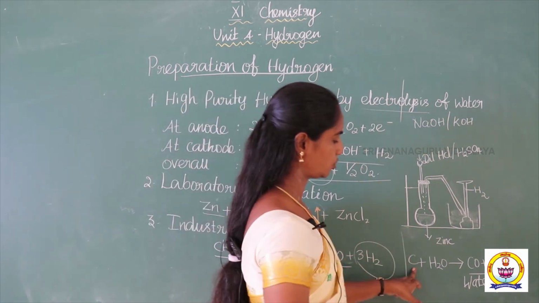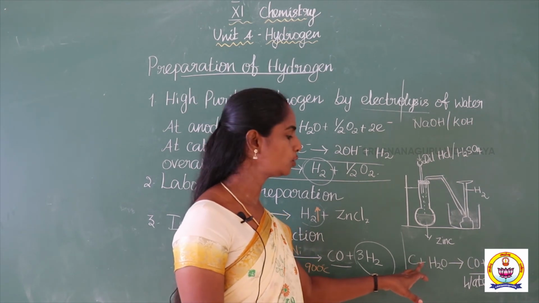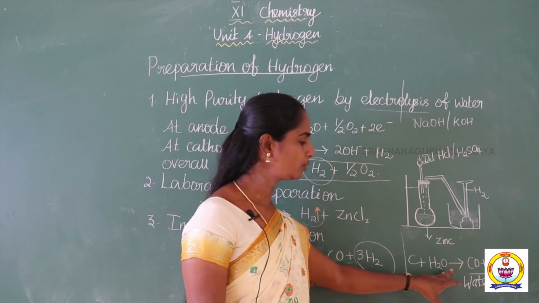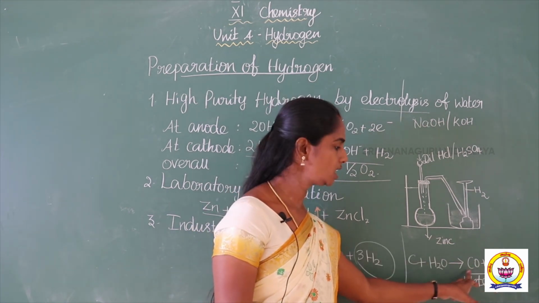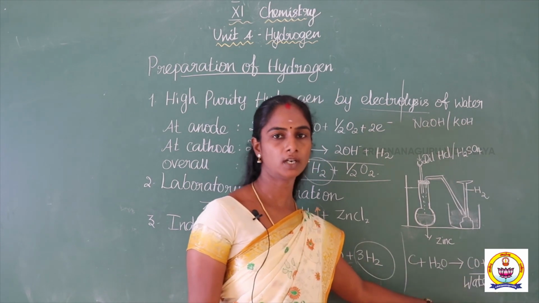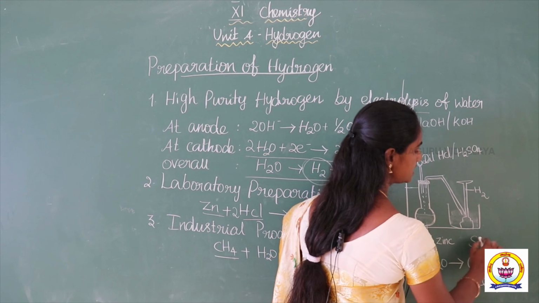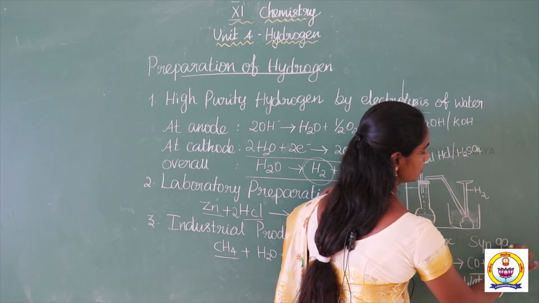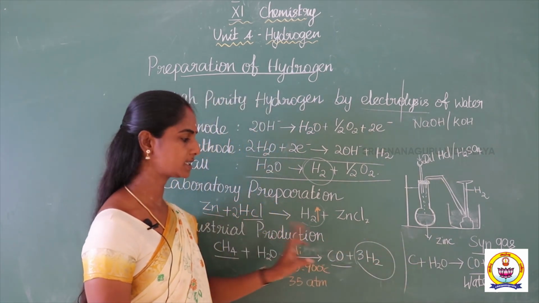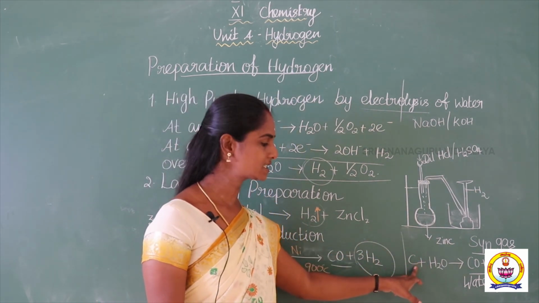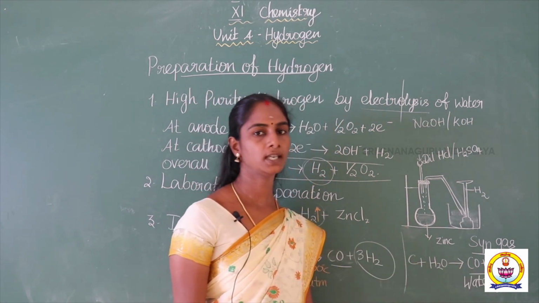Also, by passing steam over red hot coke, we get carbon monoxide with hydrogen gas. This CO plus H2 combination is called water gas. It is also called synthesis gas or syn gas. This is another way of large scale production of hydrogen: passing steam over red hot coke, forming water gas, CO plus H2.